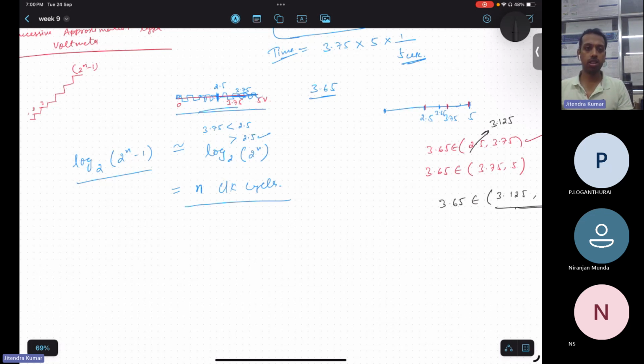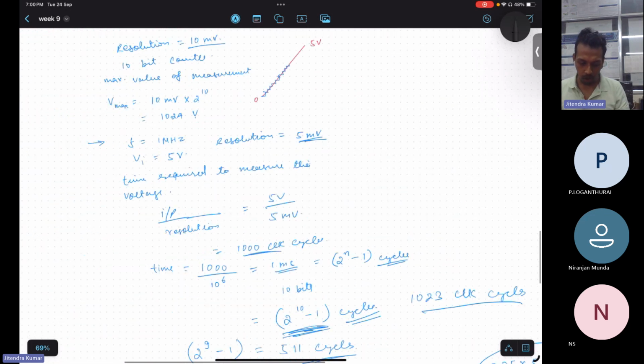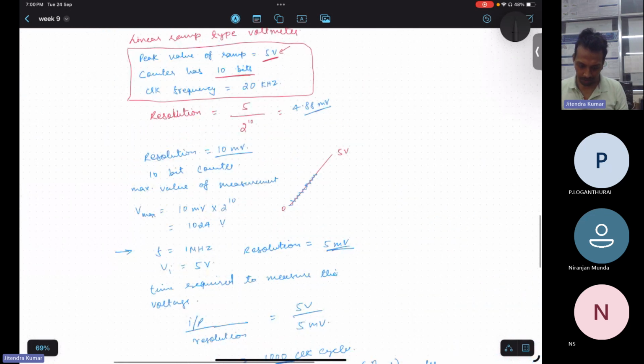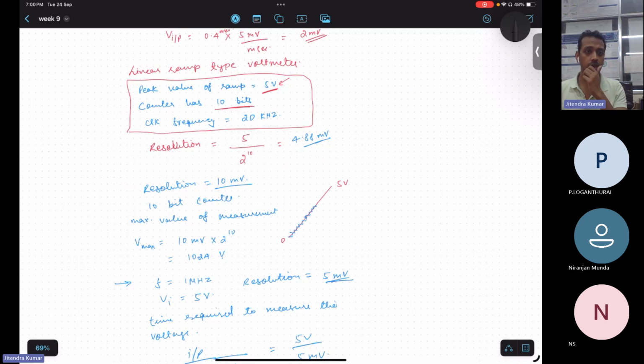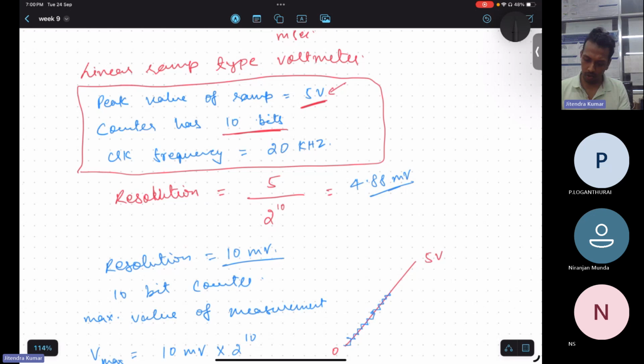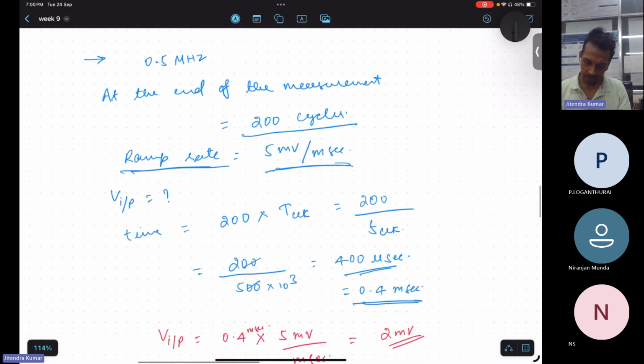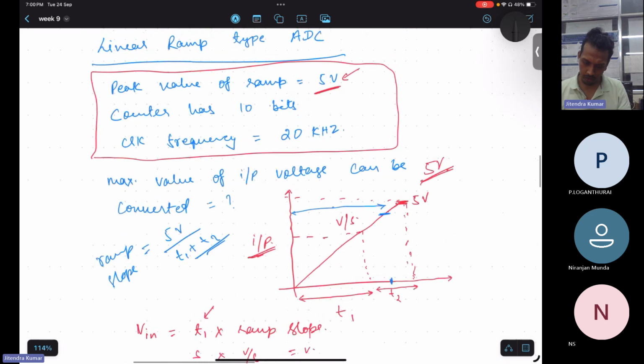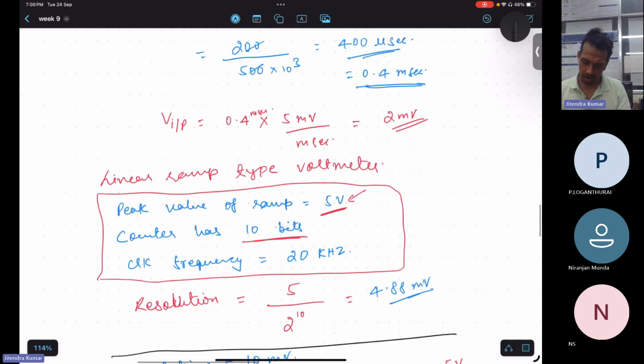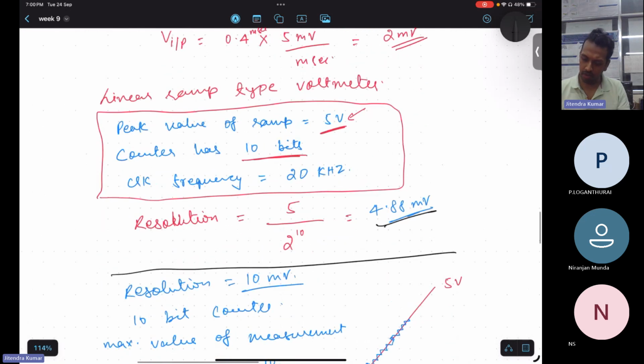Okay, so let us see if any problem is there. Coming back to the linear type only, we solved two problems, right? One we solved, the resolution was 4.88 millivolt. So this was our problem. Let me copy it. Resolution we calculated as 4.88 millivolt.